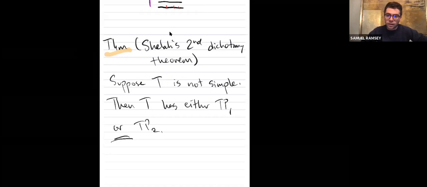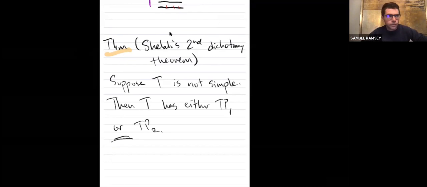Okay, so what does it mean for T to be not simple? It means that some formula has the tree property. So this says that if some formula has the tree property, then some formula has the tree property of the first kind, or some formula has the tree property of the second kind.